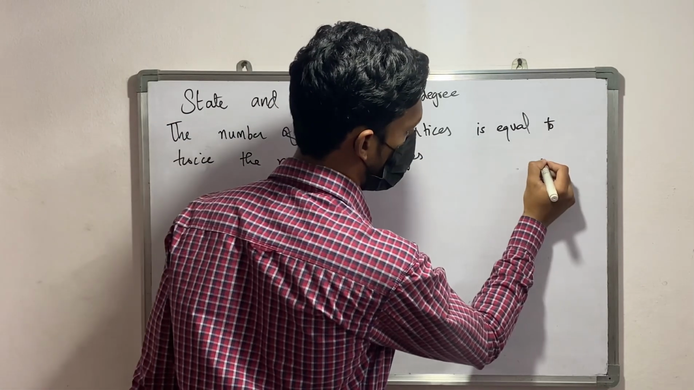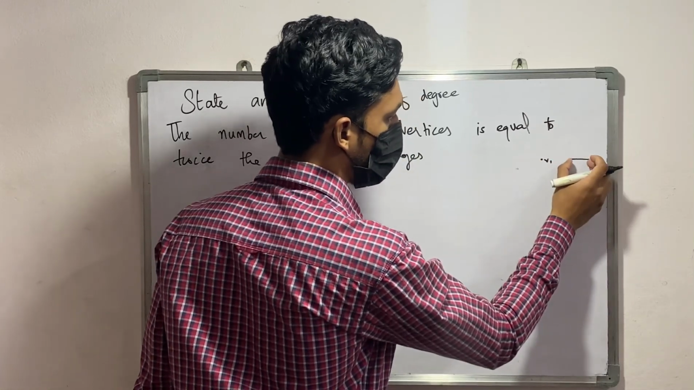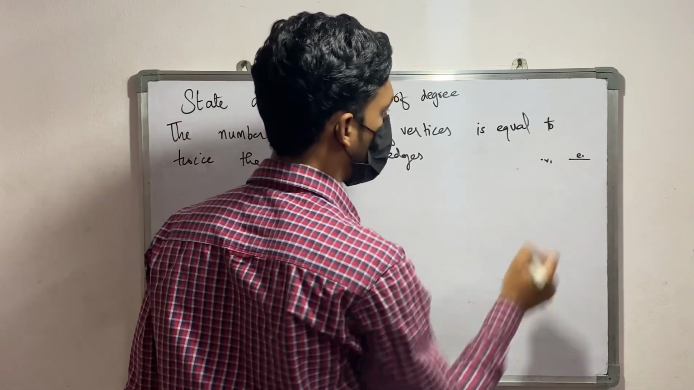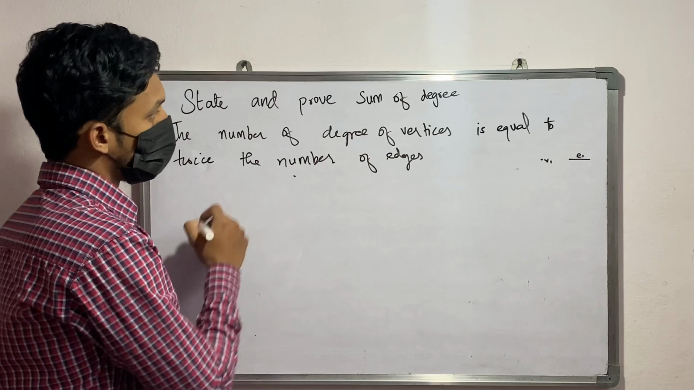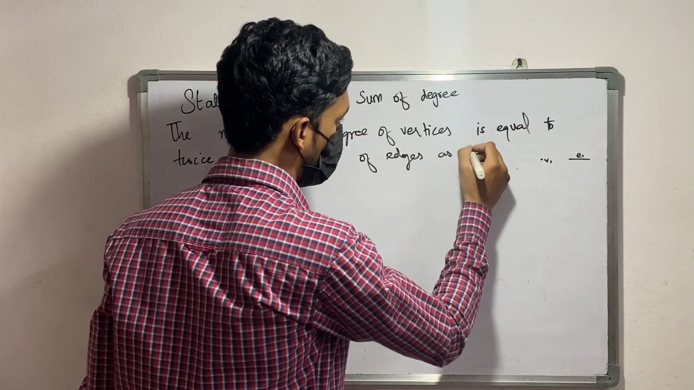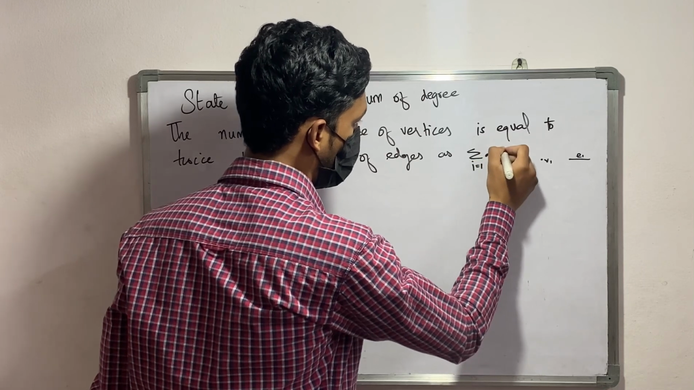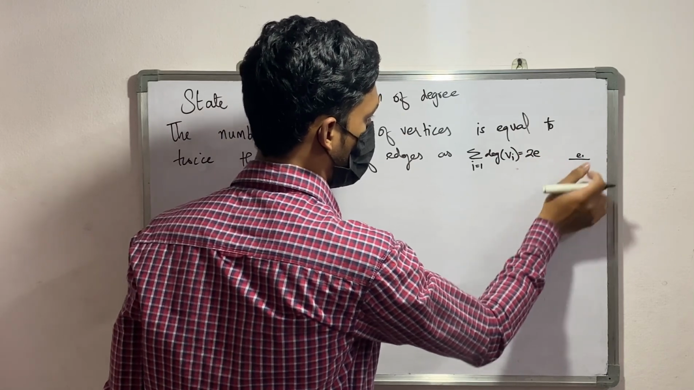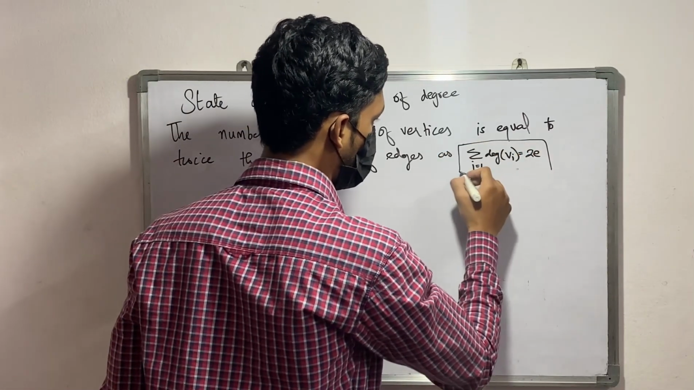Vertices means, guys, the dot we represent here as vertex 1. Edge means the line where two vertices connect with each other. It is called edge. This is edge 1. So this is vertex, this is edge. Now it is written as sigma i equal to 1, degree Vi is equal to 2e. Now we have to prove this.